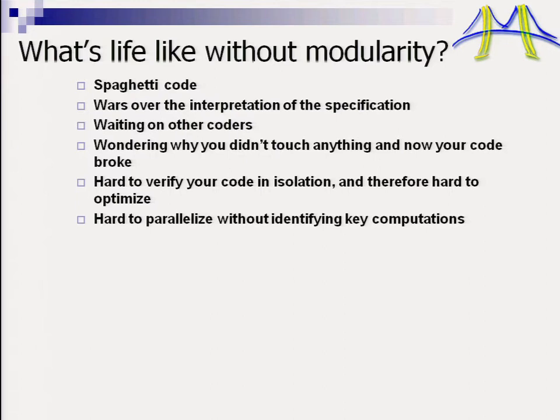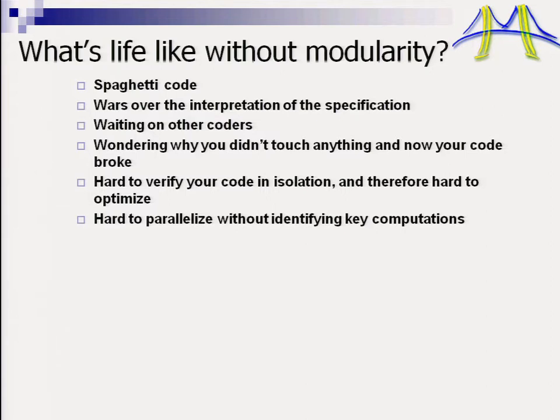But because there's no real modularity between your code and the person in the cubicle a couple of rows down, when they checked in their code, they managed to effectively break your code, right? So it's hard to verify your code in isolation, and therefore hard to optimize. This course is a little bit more about performance programming, parallel programming. So you may think this sounds like more variants of whatever the opposite of motherhood and apple pie is.